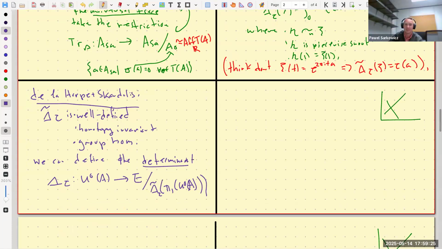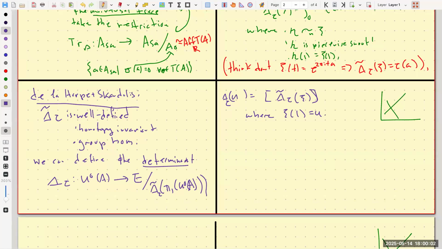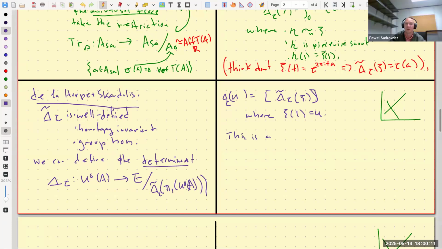And again, this will take U to, well, the class of the predeterminant of xi, where xi of 1 equals U, is any continuous path with endpoint U. And this might seem really bizarre, but again, just think about this path e to the 2 pi i t a, and it kind of clicks, but there's a bunch of properties that make it work. And again, it's a theorem. This is a well-defined group homomorphism. And this is due to de la Harpe and Skandalis.